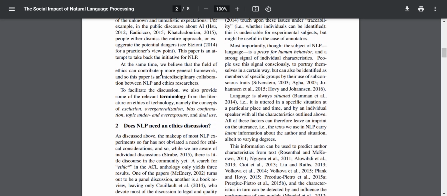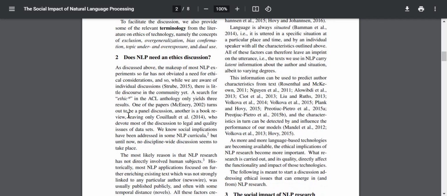At the same time, we believe the field of ethics can contribute a more general framework, and so this paper is an interdisciplinary collaboration between NLP and ethics researchers. Alright. To facilitate the discussion, we also provide some of the relevant terminology from the literature on ethics of technology, namely the concepts of exclusion, overgeneralization, bias confirmation, topic under and overexposure, and dual use. Alright. So we'll be discussing these.